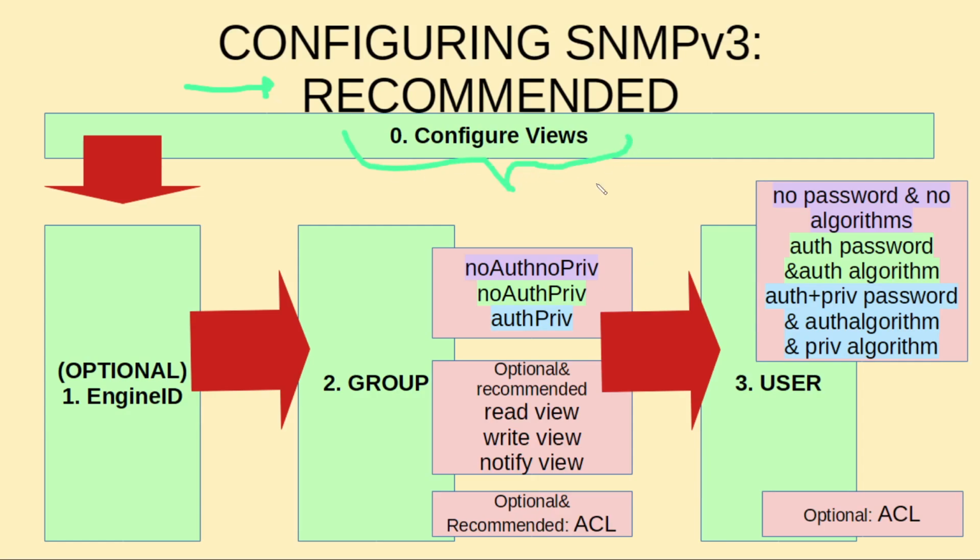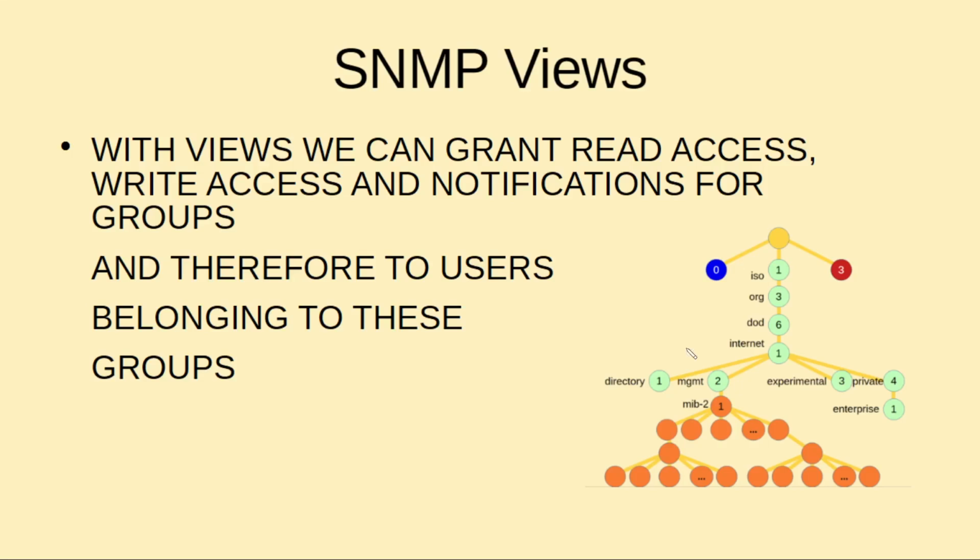Now, the best practice or recommended way to configure version 3 will include, for instance, configuring views. With views, we are going to grant permissions to a group and therefore to all users within that group. Is it going to be a read-only group? Is it going to be a read and write group? Is it going to be a group that will receive notifications? We must always configure an access control list for a group, and we have the option of configuring access control lists for particular users. So let's talk about views.